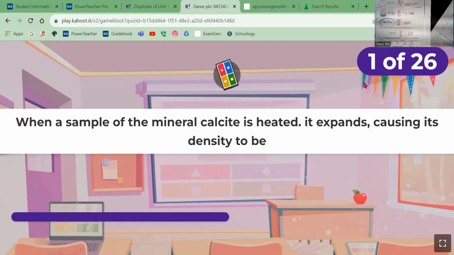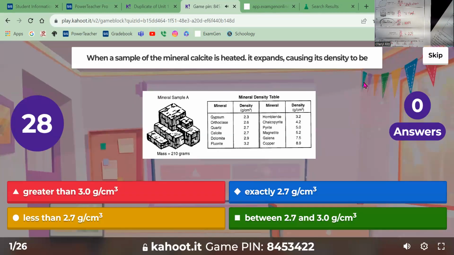When the mineral calcite is heated, it expands, causing its density to be. Can you see this chart on your phones? Okay. If you can't see, it says calcite normally has a density of 2.7. A little loud. This is my first gift of the year. You're welcome.